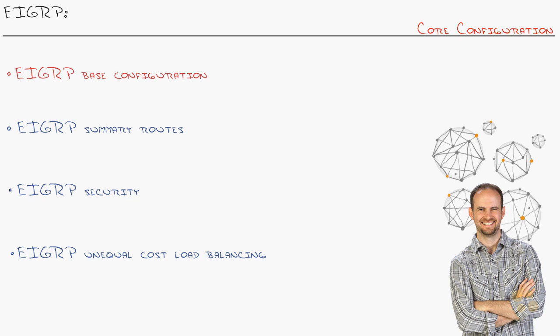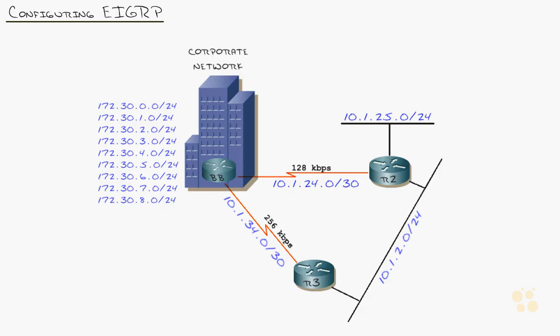EIGRP base configuration. One of Cisco's goals with EIGRP was to create an easy-to-configure routing protocol that was still feature-rich. It did a lot of the same stuff OSPF did, and I think they were totally successful and then some with it. So we're going to do a base configuration of EIGRP here.